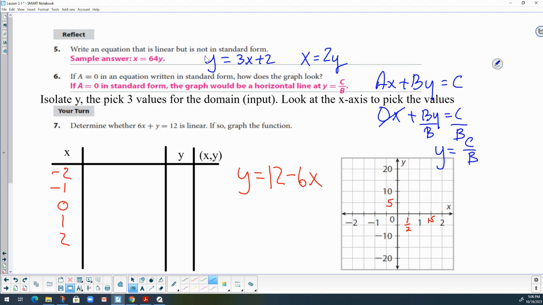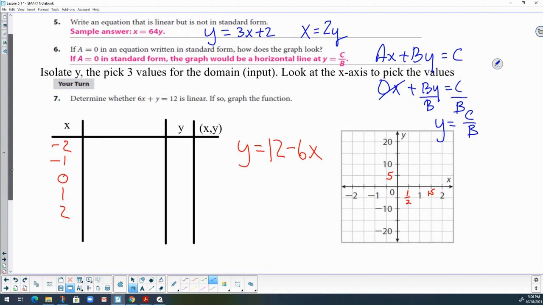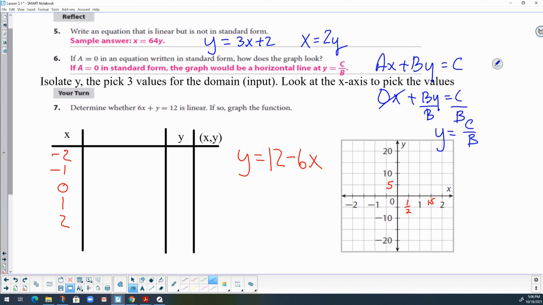All right, so now the next one is number 7. I'm going to look at graphing 6x plus y is equal to 12. But before I do that, I want to isolate my y, so I'm going to move the 6x to the other side. And so I have y is equal to negative 6x plus 12. You can write it like what I just did, or you can write it like this. Either way is fine right now.